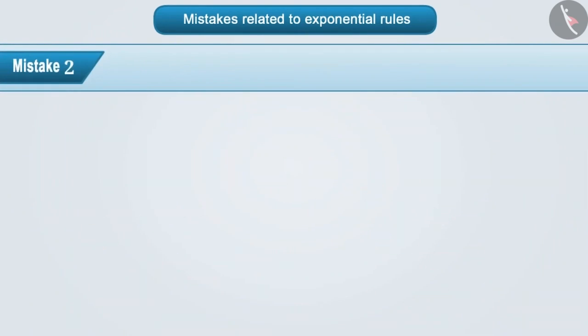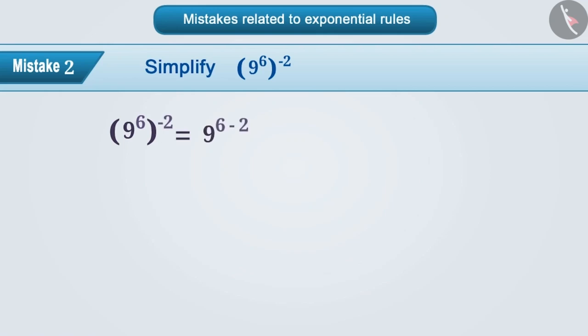Mistake 2. Simplify (9^6)^(-2). Some children, while finding the answers to this question, due to not knowing the rules, end up subtracting 6 and -2. This gives them the wrong power of 9, which is 4. On solving this, they answer 9^4, which is a wrong answer.